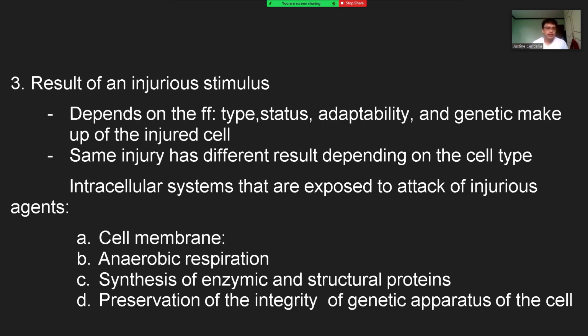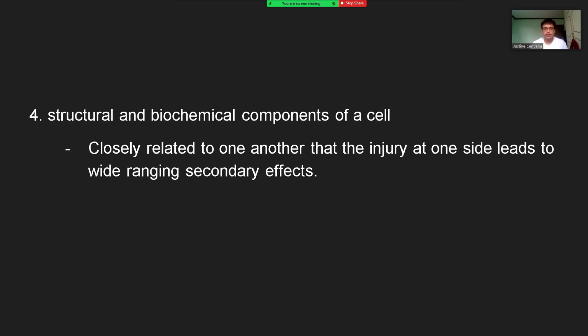Intracellular systems that are exposed to attack by injurious agents are the cell membrane, aerobic respiration, synthesis of enzymatic and structural proteins, and preservation of the integrity of the genetic apparatus of the cell. Structural and biochemical components of a cell are so closely related to one another that injury at one site leads to wide-ranging secondary effects. For example, impairment of aerobic respiration disrupts the energy-dependent sodium pump in the membrane that maintains ionic and fluid balance, altering the intracellular content of ions and water, resulting in rupture of the cell.